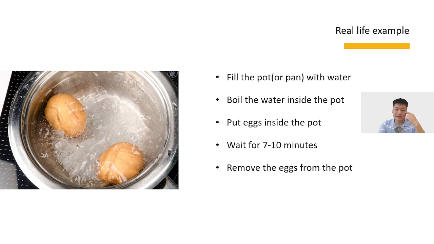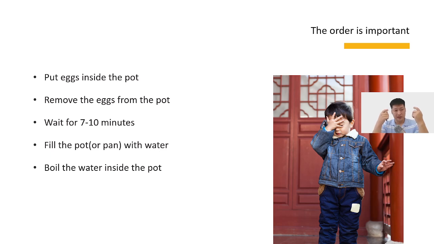Then we can eat. So the problem was solved, and now we can eat these eggs. But if we take the same commands, the same instructions, and change the order, what happens? For example, we put the eggs inside the pot, even if the pot is not filled with water. Then we remove the eggs from the pot. Then we wait for some minutes. Waiting for what? Just waiting. And then we fill the pot with water and then we boil it. So did we solve the problem? No. We're still hungry. That's why if the order is not correct, you cannot solve the problem.